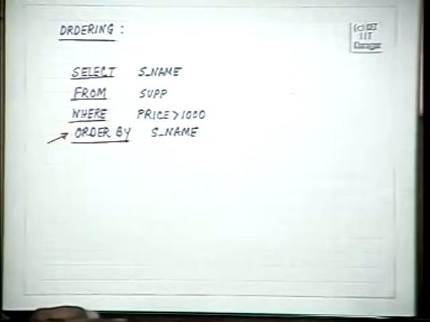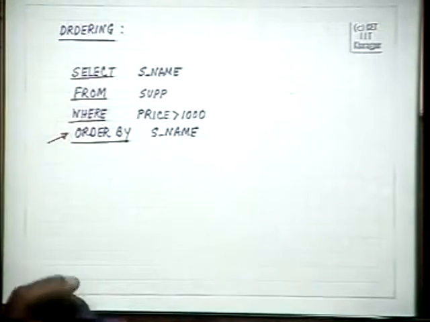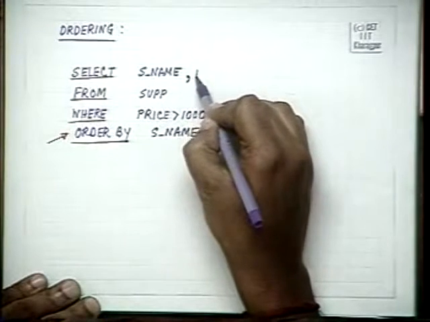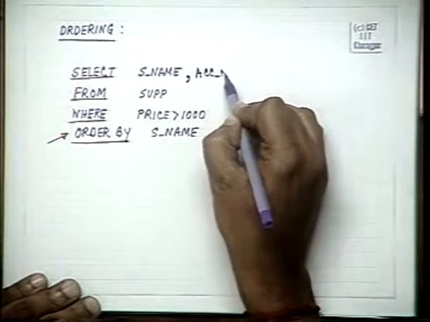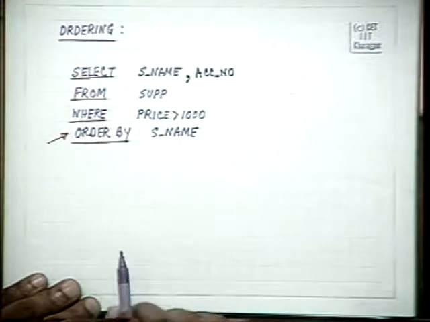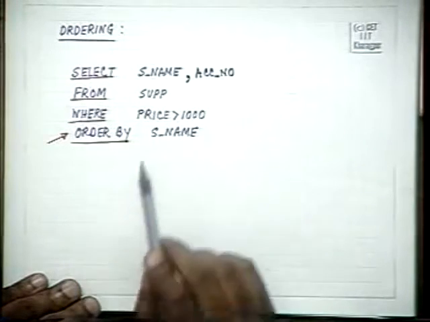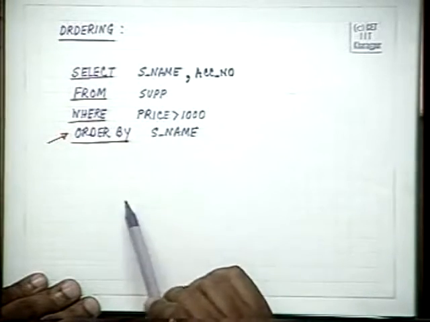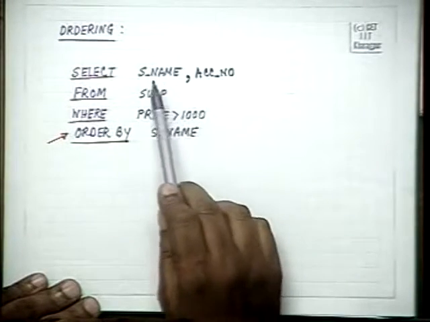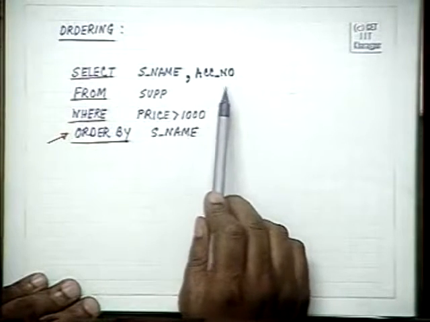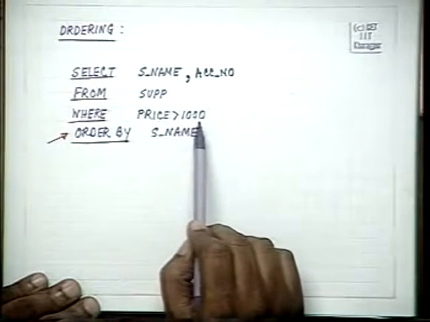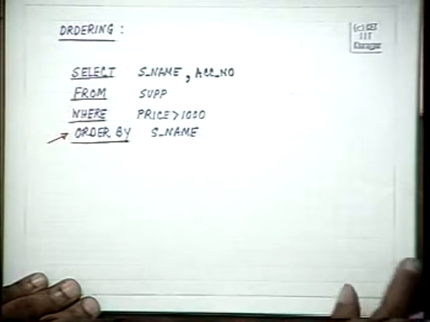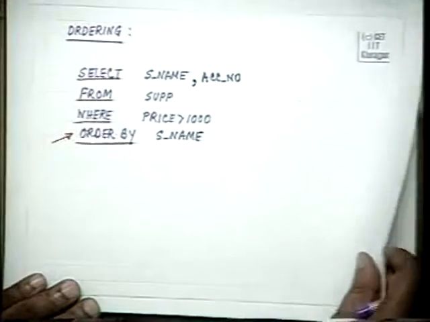Okay. We could have got more than only supplier's name. We could have got supplier's name and accession number and ordered it by supplier's name. So, it will give you the whole thing ordered by supplier's name, but it will give us both the attributes, supplier's name and accession number, from this, where price is greater than 1000, and it will give us the supplier's name.